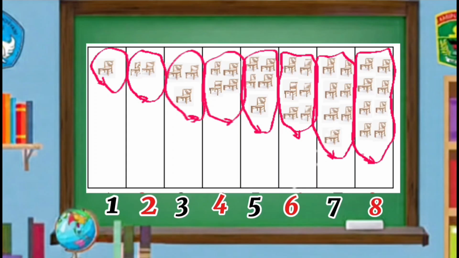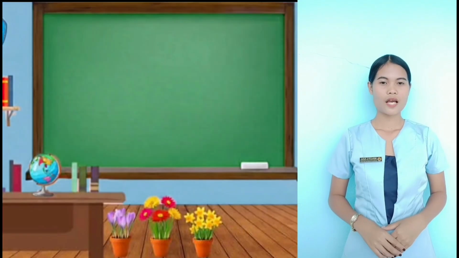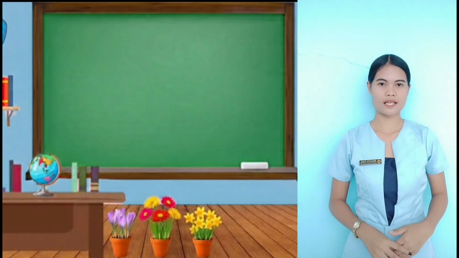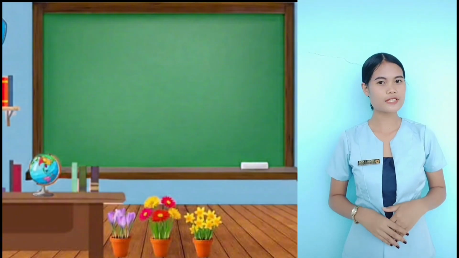Which group of chairs have 1 left? All right. We have 1, 3, 5, and 7. Very good, learners. Let's give ourselves a very good clap. Now, we'll find out what we call these numbers. Based on our activity, what do you think is our topic for today?